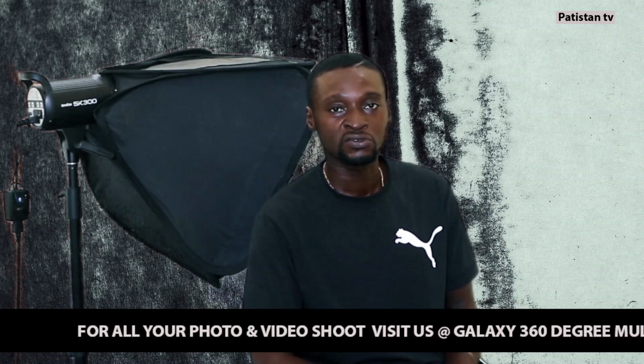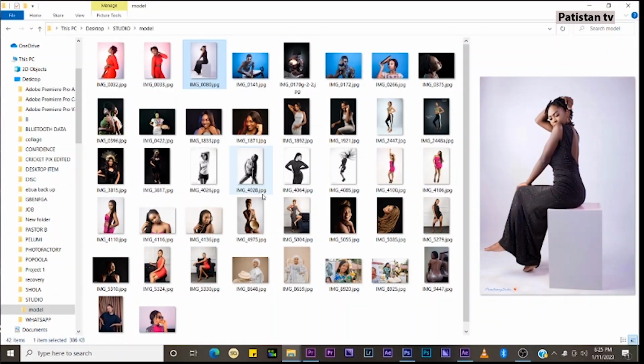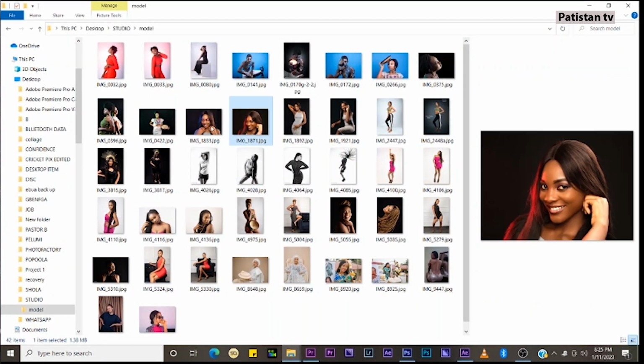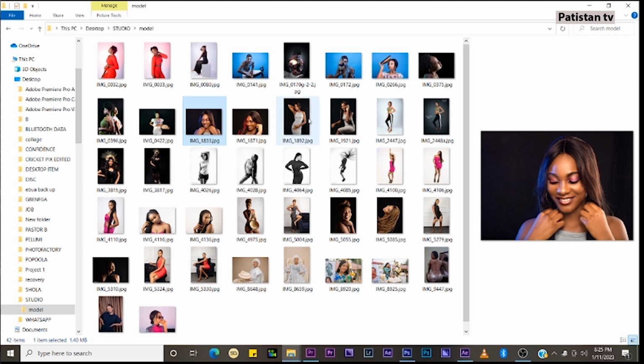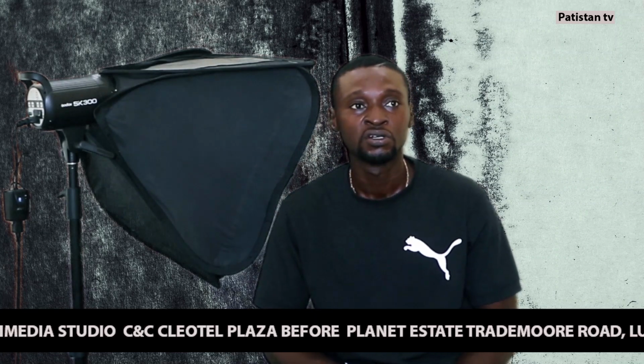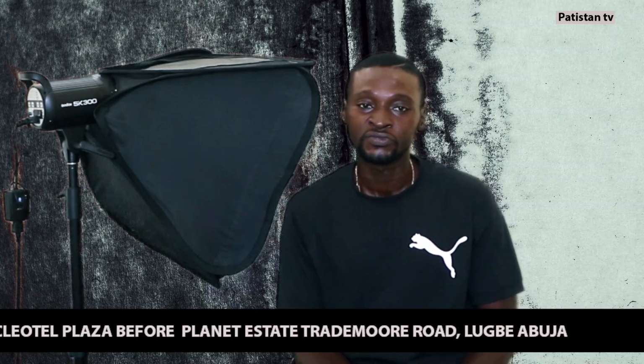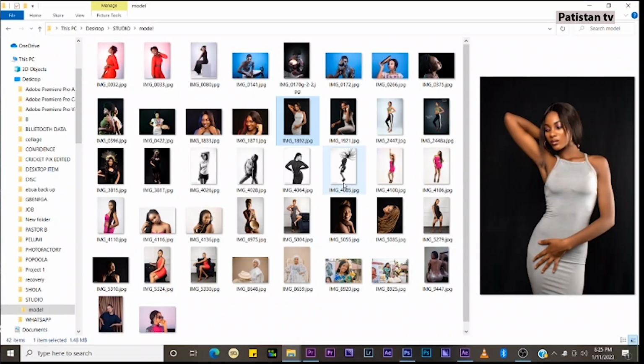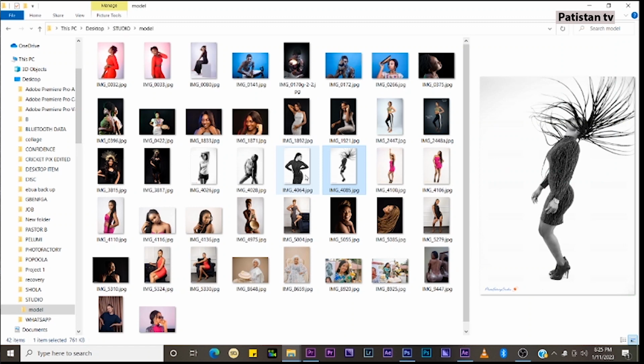We have different values of the ISO, ranging from 100 to about 12,800 or more, depending on the specification of your camera. This ISO plays a very important role in your photo shoot. The lower the value of your ISO, the less light goes into your camera, and the higher the value of your ISO, the more light goes into your camera.